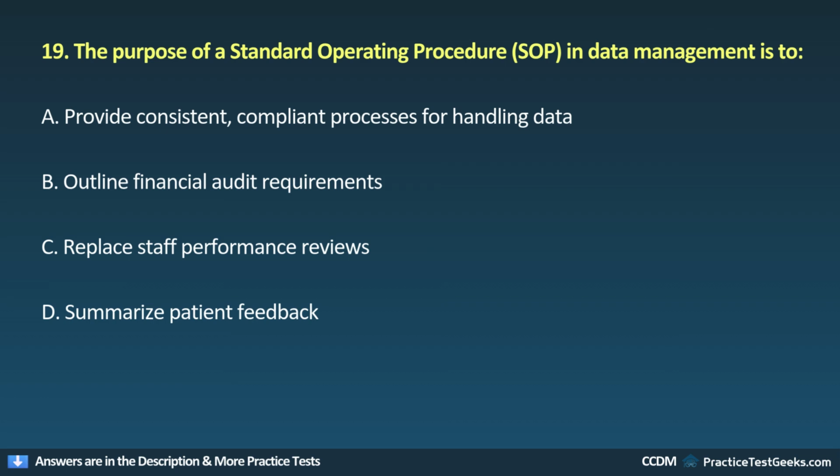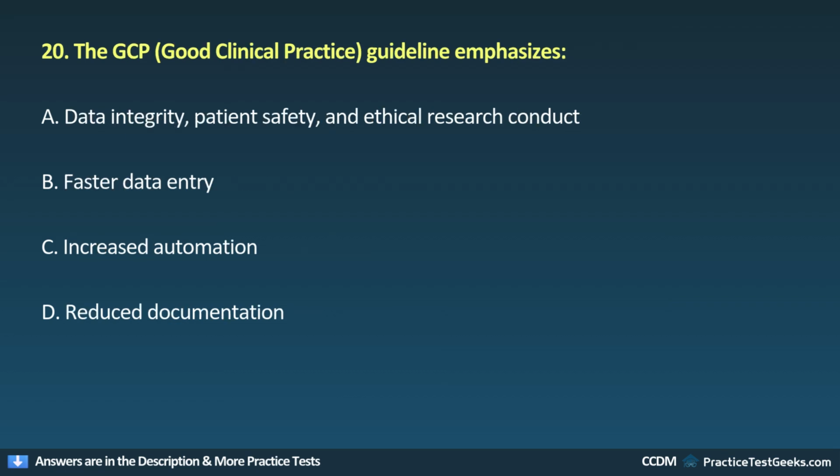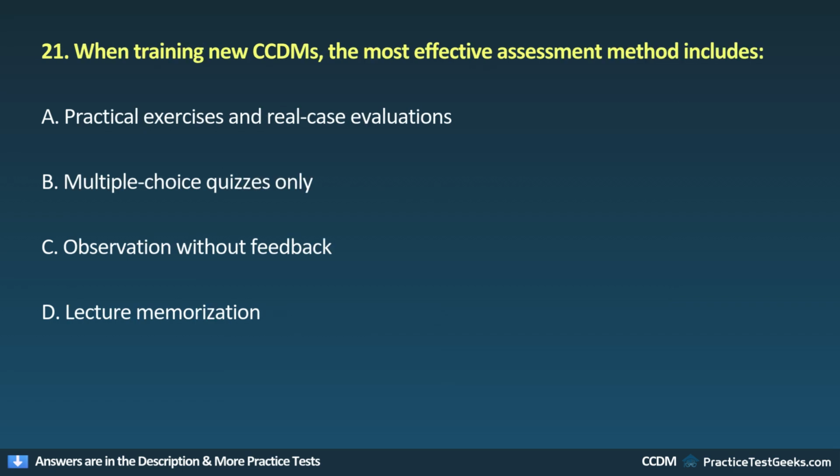C. Replace staff performance reviews. D. Summarize patient feedback. 20. The GCP Good Clinical Practice Guideline emphasizes data integrity, patient safety, and ethical research conduct. Faster data entry. C. Increased automation. D. Reduced documentation. 21. When training new CCDMs, the most effective assessment method includes A.